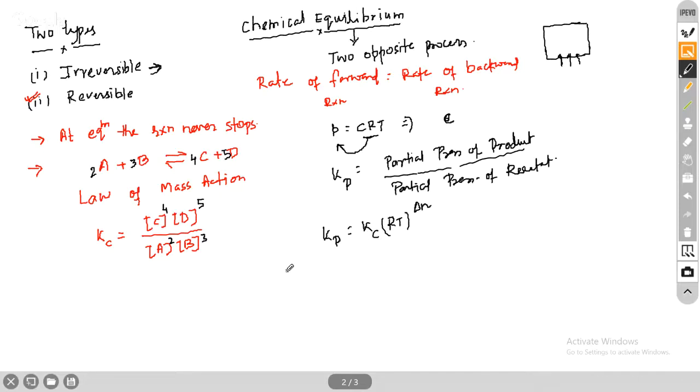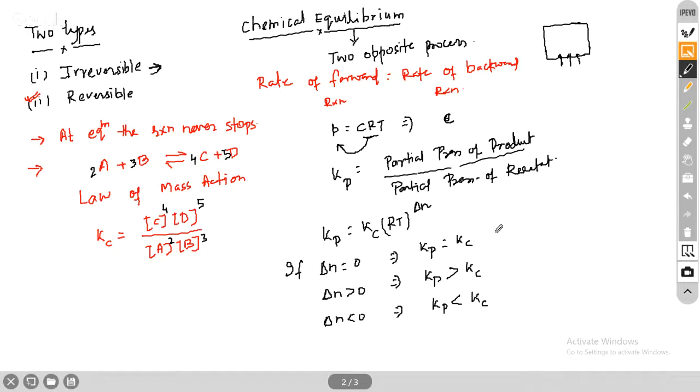Let me write down here. If del n is equal to 0, Kp is equal to Kc. If del n is greater than 0, Kp is greater than Kc. Del n less than 0, Kp is less than Kc. Right? So these are the three important cases. From this also they ask questions. This relation also they ask questions on.